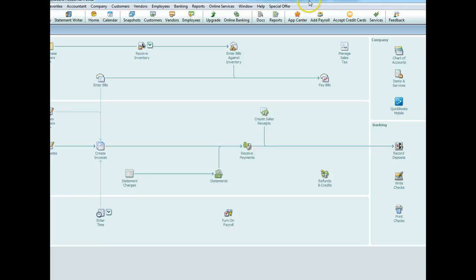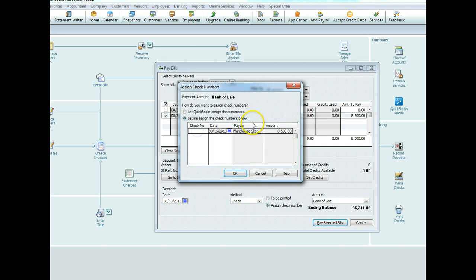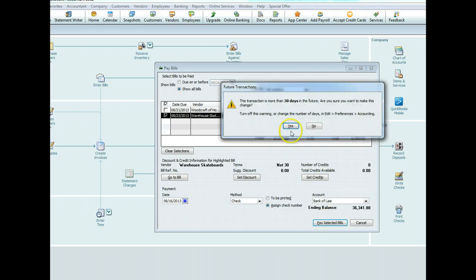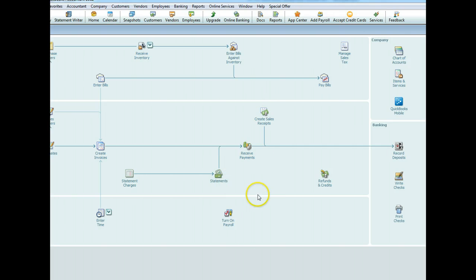Okay. So now I've built the boards, and it says pay the bill owed to Warehouse Skateboards with check number 6. Pay bill, Warehouse Skateboards. Doesn't look like I get a discount, and I'm going to pay it with check on the 16th. Number 6. Okay, I'm done. Paid my bill. Okay, now after I've paid that bill, August 20th, I'm going to get my Oahu boards check.